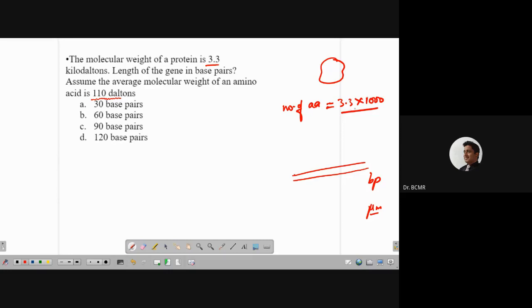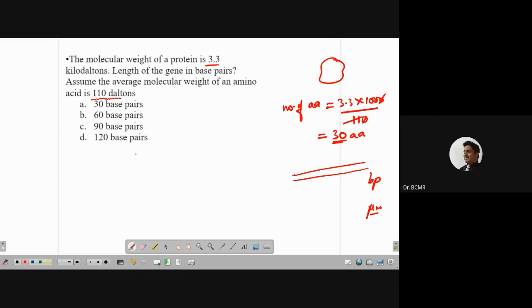Number of amino acids is 3.3 into 1000 daltons by 110. If you have a calculator, you can quickly do those things. If it is for simplicity, maybe we'll do it this way, right? And how much will that be? 3.3 into 100 by 11. That's the answer. So the total number of amino acids is 30 amino acids. That's right, 30 amino acids.